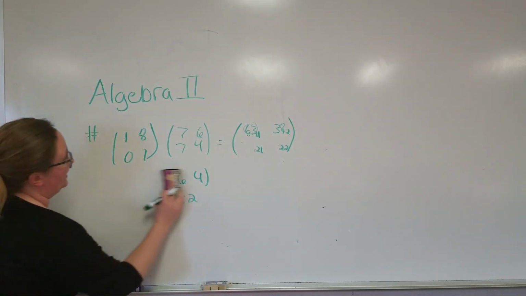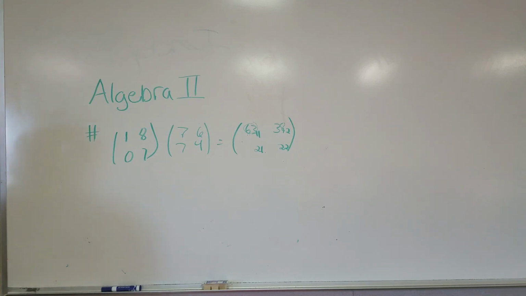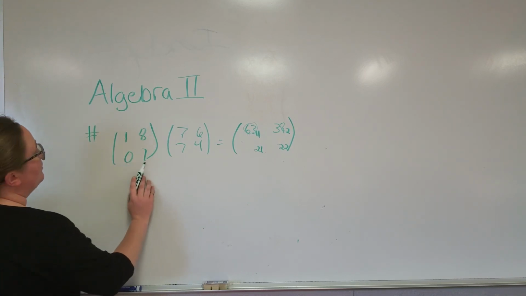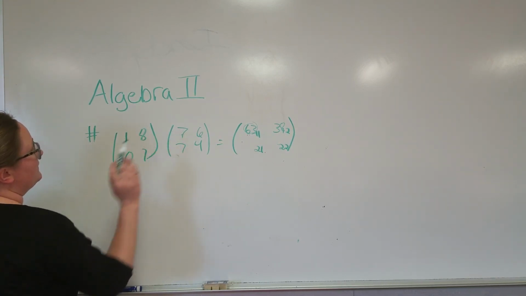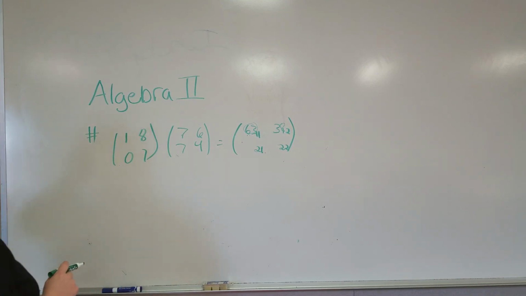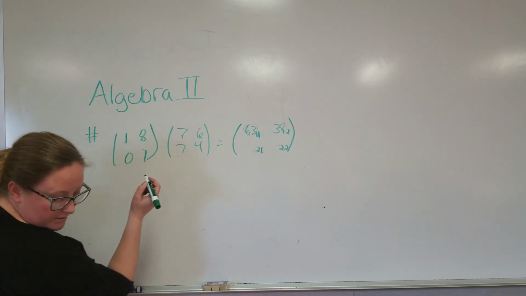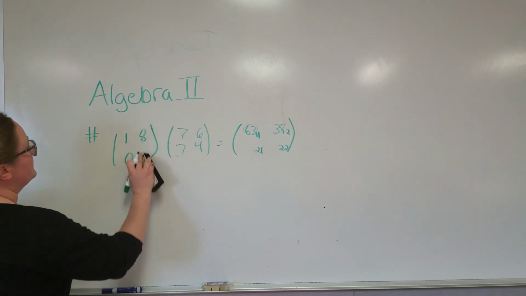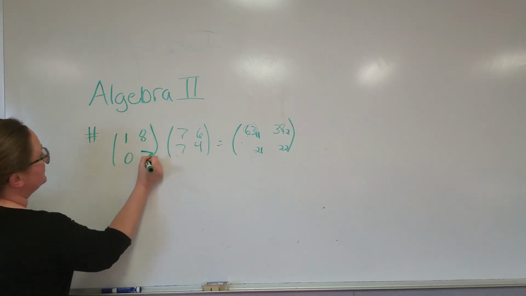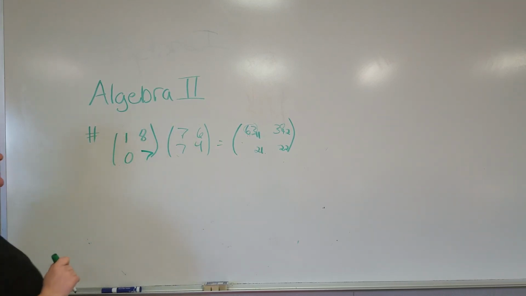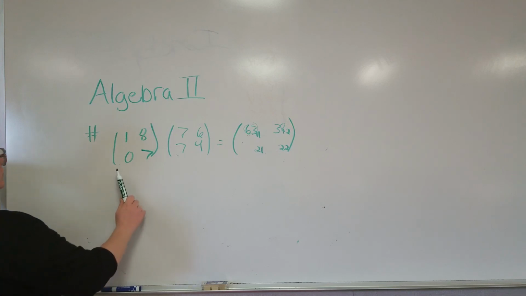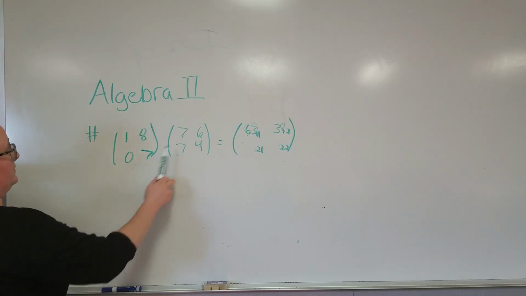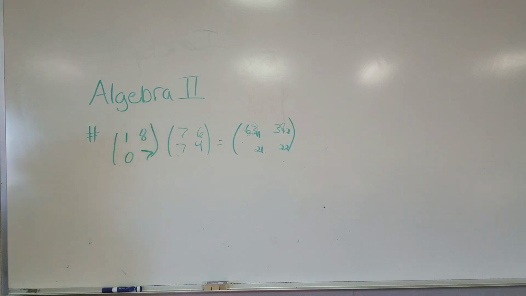For A21, you're going to use row 2 and column 1. So you're going to do the same thing, but with 0, 7, and 7, 7. My bad, there we go. So 0 times 7 is 0, and 7 times 7 is 49. 0 plus 49 is 49. And for A22, you're going to use row 2, column 2. So 0 times 6 and 7 times 4, and that will get it worked out for you.